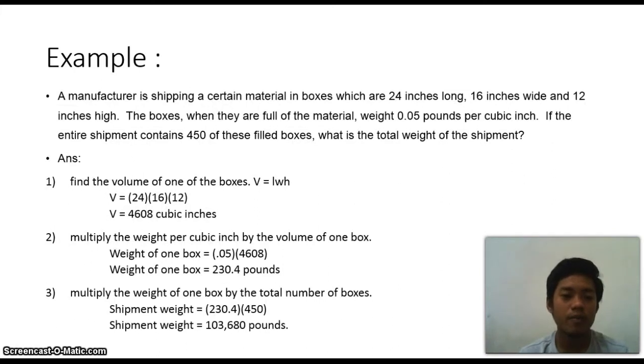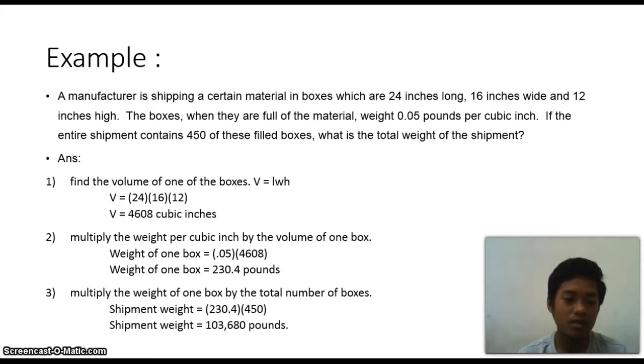This is one of the examples on how to calculate the volume of the rectangular solid. The question is, a manufacturer is shipping a certain material in boxes which are 24 inches long, 16 inches wide, and 12 inches high. The boxes, when they are full of material, weigh 0.05 pounds per cubic inch. If the entire shipment contains 450 of these filled boxes, what is the total weight of the shipment?